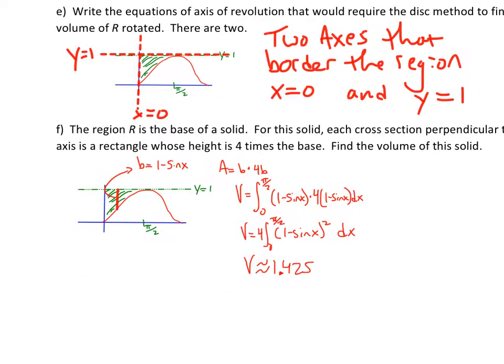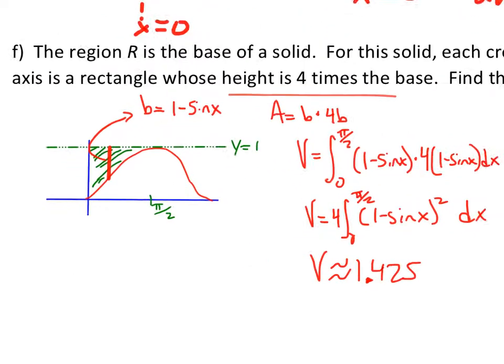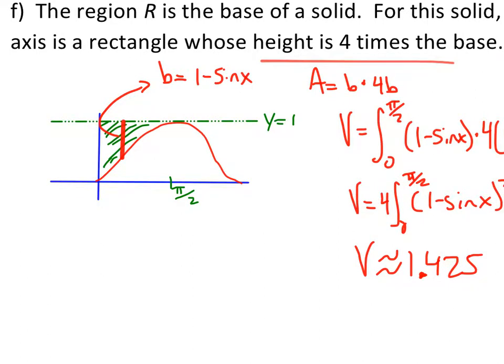Last but not least, if we put rectangles on top of here whose height is 4 times the base, the first thing we have to do is define the base. The base is the length of this line, 1 minus sine x. And the area of a rectangle that we're going to stack on top of here, if we can see this 3D rectangle we're going to set on here, we're going to stack a whole bunch on here, 4 times taller than they are wide. So the area of one of those rectangles is base times 4b.